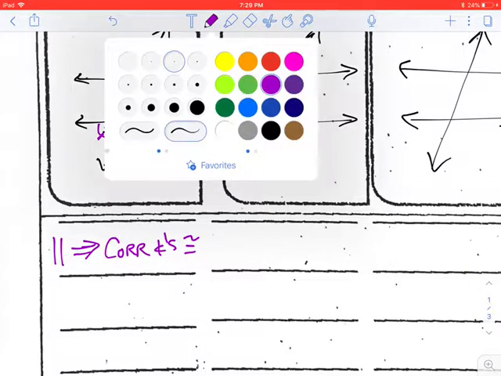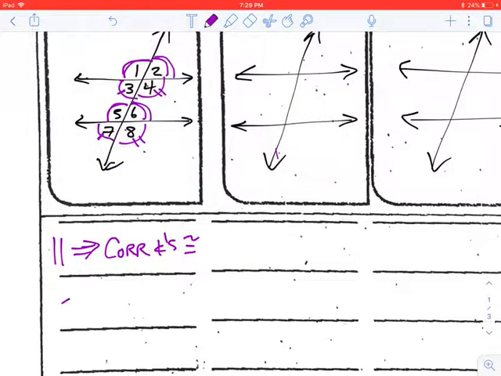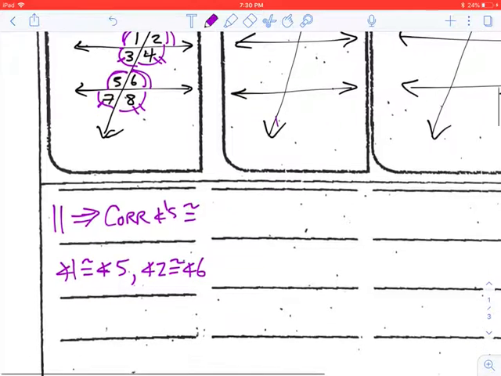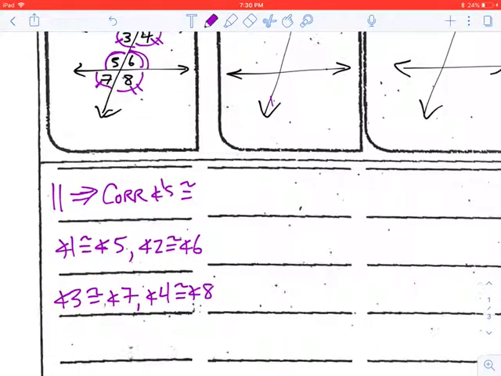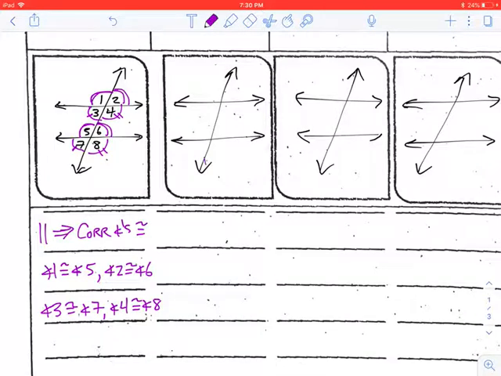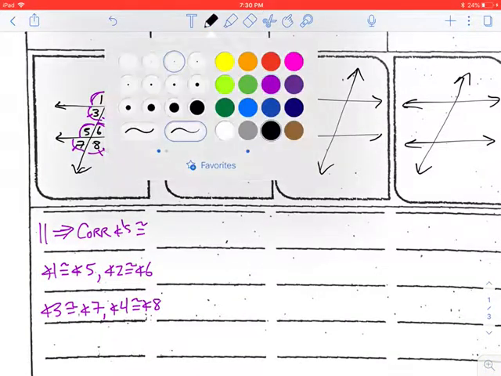So, therefore, what we can say in our conclusion is that angle 1 and 5 are congruent. We can say angle 2 congruent to angle 6, because they're corresponding. We can say angle 3 congruent to angle 7, and we can have angle 4 congruent to angle 8. And that's all true because they're corresponding angles. Okay? So, let's look at the next one.